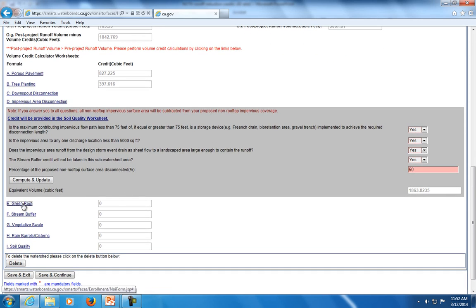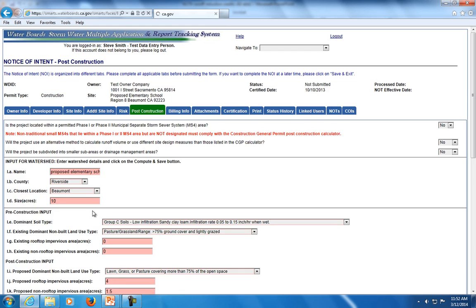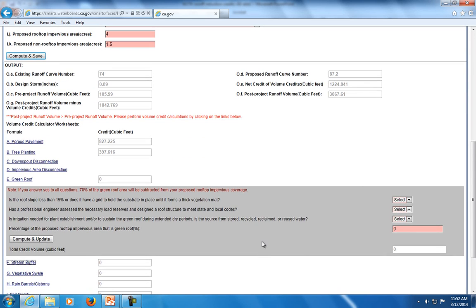The next credit I want to talk about is the green roof. And so here the first question deals with whether the slope is less than 15% or does it have a grid to hold the substrate in place. The idea is that there are some basic design considerations that go into installing green roofs. Probably one of the most important ones is to make sure that the roof slope is flat enough so the runoff is actually going to stay within that roof. Or if it's steeper than that, does it have a grid to hold that substrate in place, that plant medium, until it forms a thick vegetation mat. So for this we'll say yes.